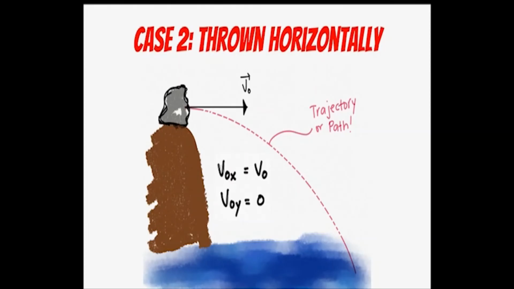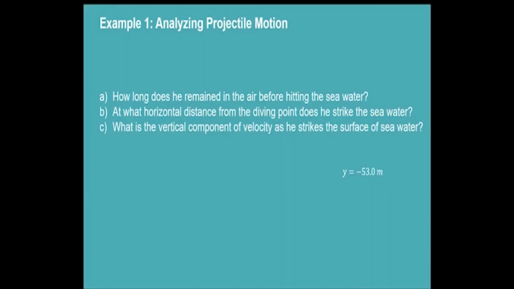The projectile is thrown horizontally. If that is the case, we don't have v0y. The y component of our initial velocity vector is 0, because our initial velocity vector is illustrated in this manner. So what will happen now to our x component? The x component, or v0x, is just equal to the magnitude of the initial velocity vector. So v0x is always equal to v0. But all the equations that we derived earlier can still be utilized for case number 2. So, let's solve this one.